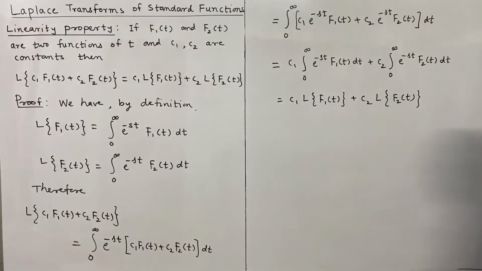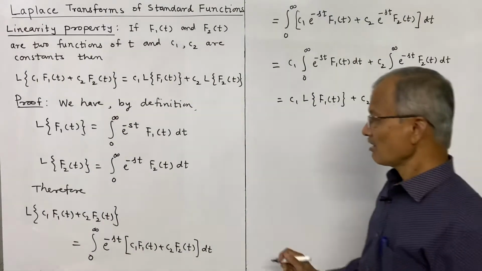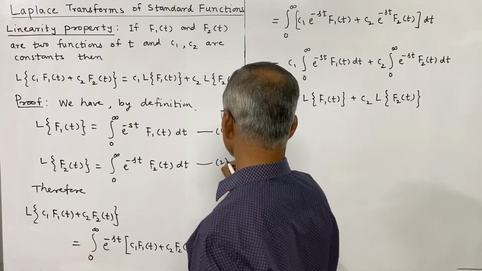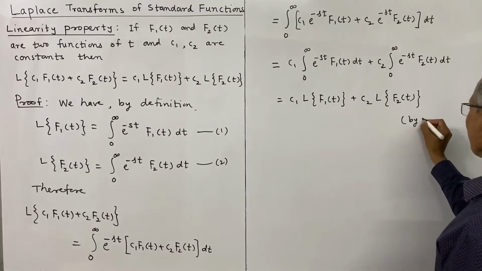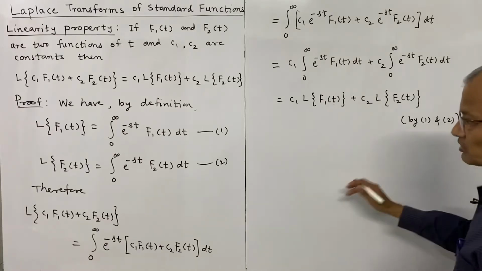And this is what we actually wanted to prove. So this proves the result, or we may write this as 1 and 2, and we can write this as by 1 and 2, and this proves the result.